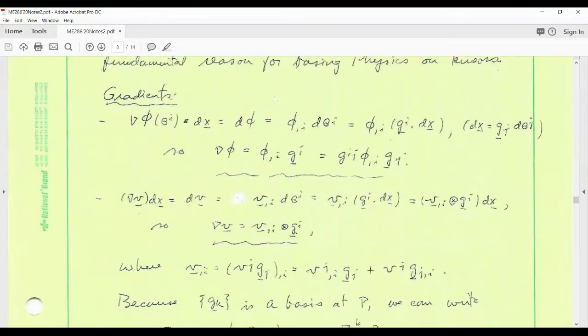Let's begin here. We will need to have representations for various important differential operators that arise in our subjects, such as gradient, divergence, and so on.